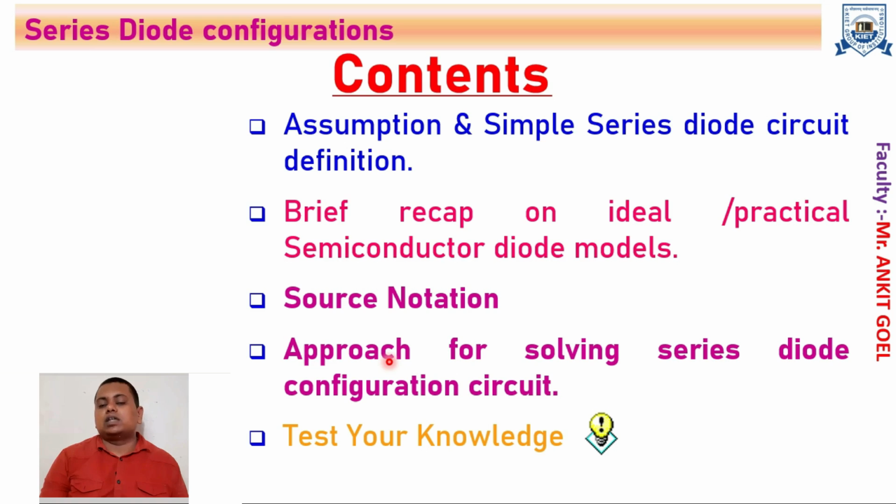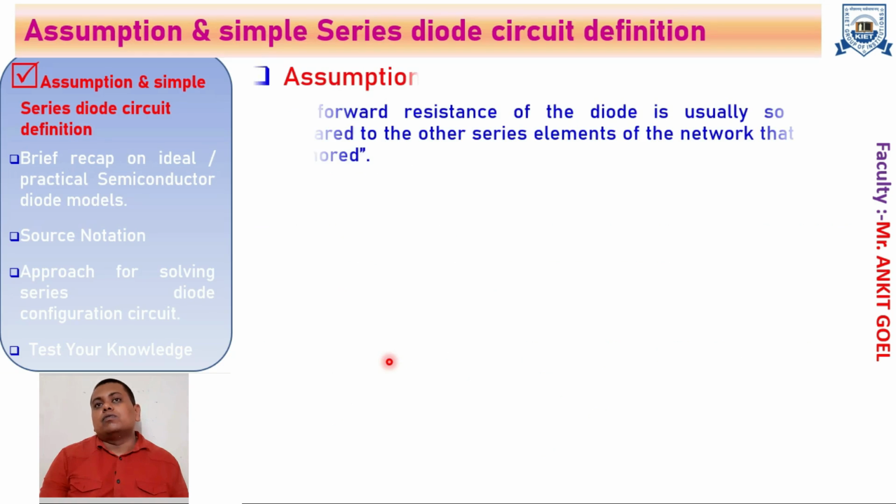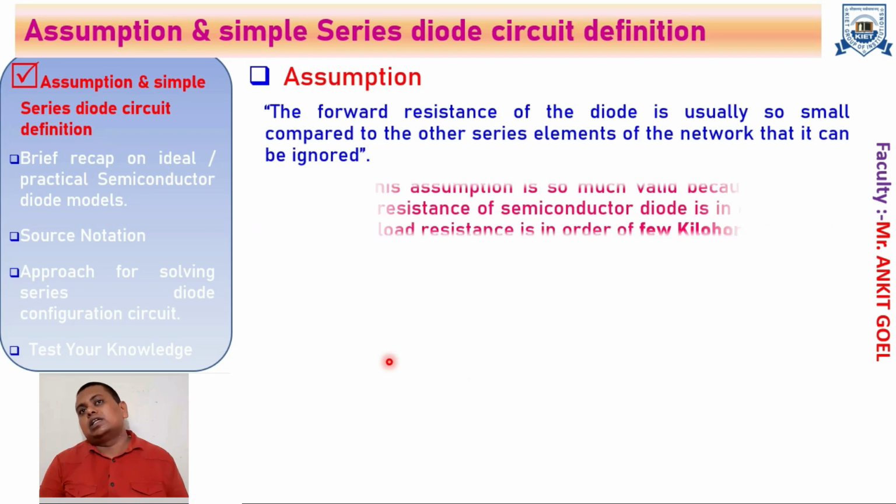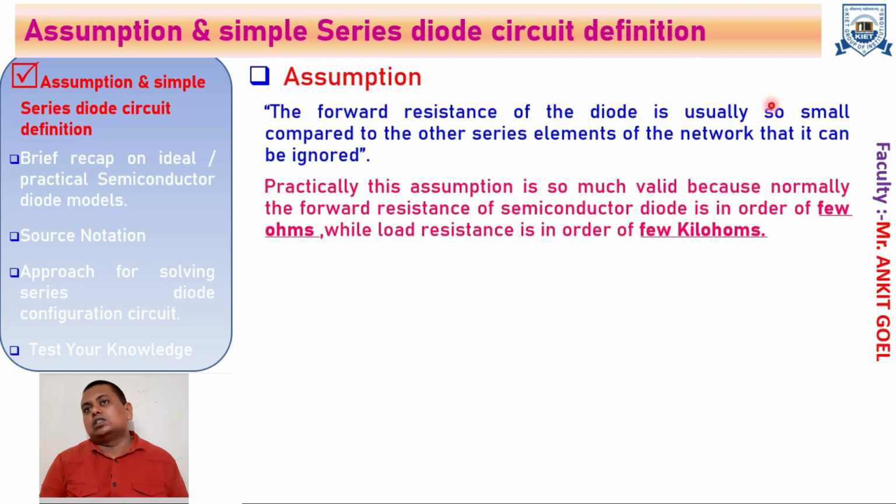So let's start with the assumption. The first assumption is that normally the resistance of the diode, which is usually very small in comparison to the load resistance. Normally we ignore the resistance of the diode in comparison to the load resistance.